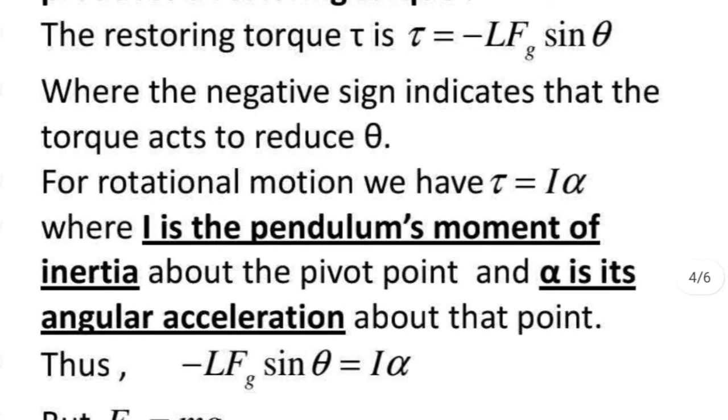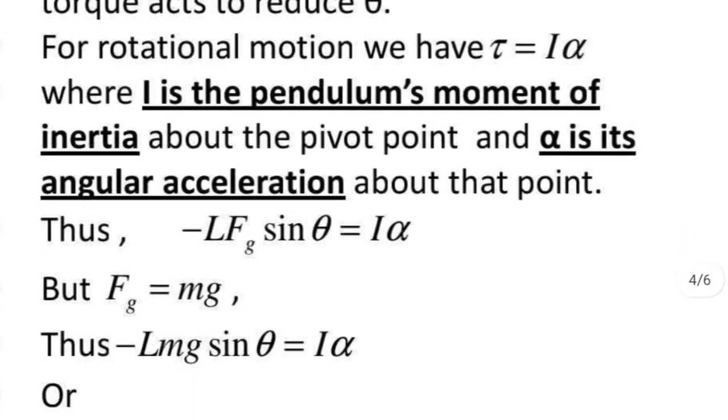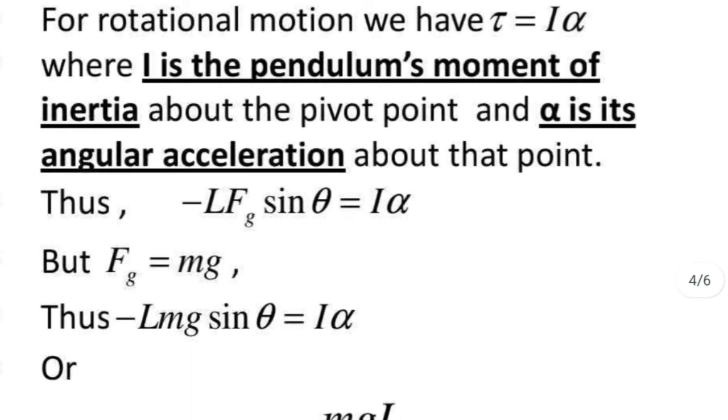Now, for the rotational motion, we have already studied tau equal to I alpha, where I is the moment of inertia and alpha is the angular acceleration. In the chapter rigid body rotation, we have studied this equation. Tau equal to I alpha. I is the moment of inertia and alpha is the angular acceleration. So we have minus L Fg sine theta is equal to I alpha.